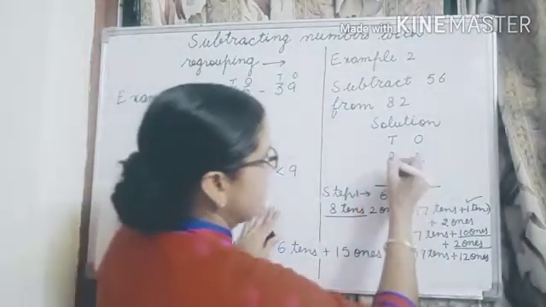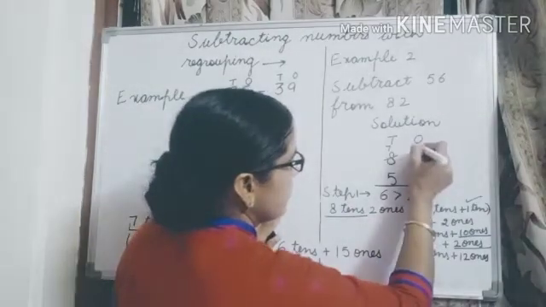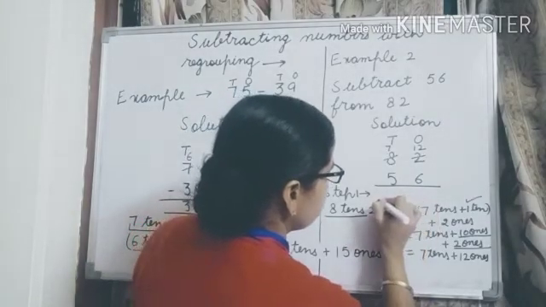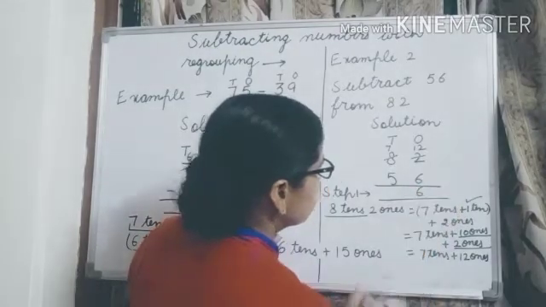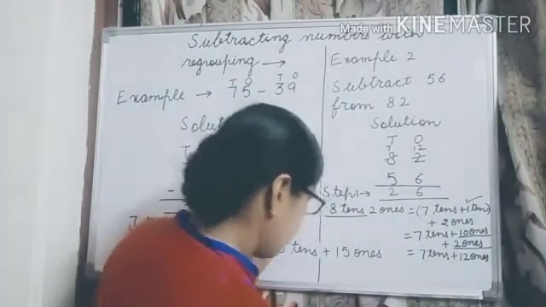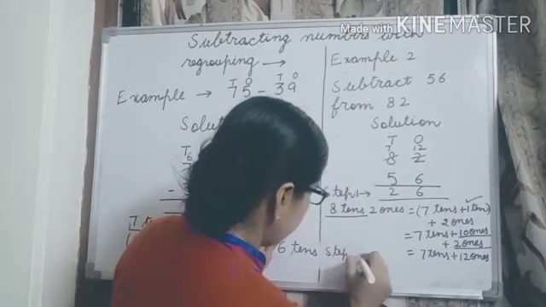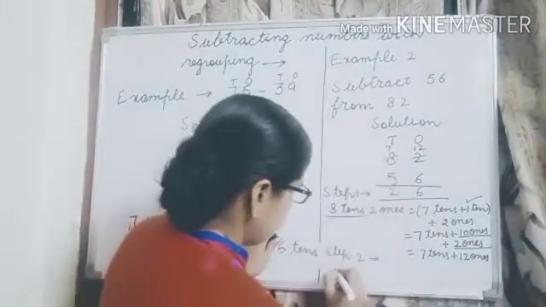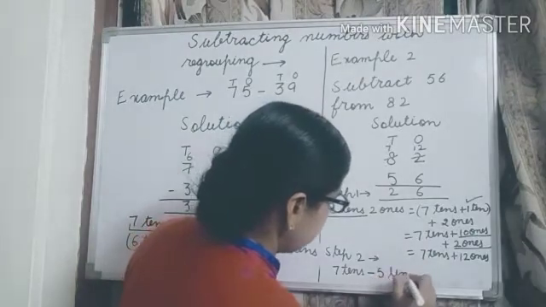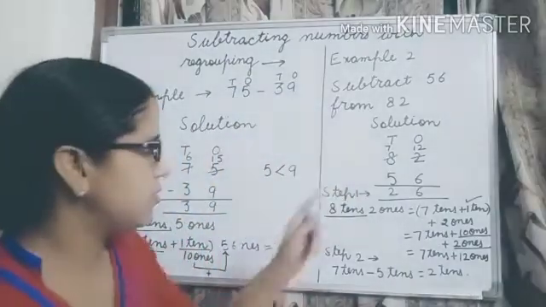Now I hope it is clear. It will become 7, as this is 7, and it will become 12. Now you can subtract easily. 12 minus 6 is 6. Now what is left here? 7. 7 minus 5 is 2. Step 2. What is left? 7 tens minus 5 tens is equal to 2. This is our required answer.